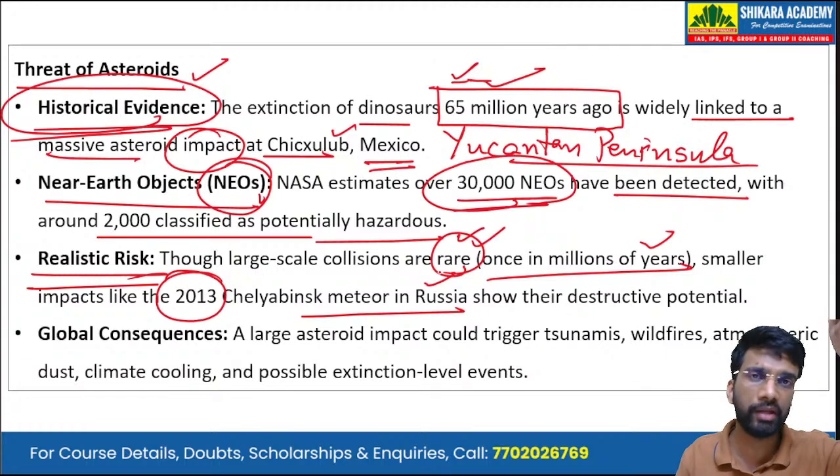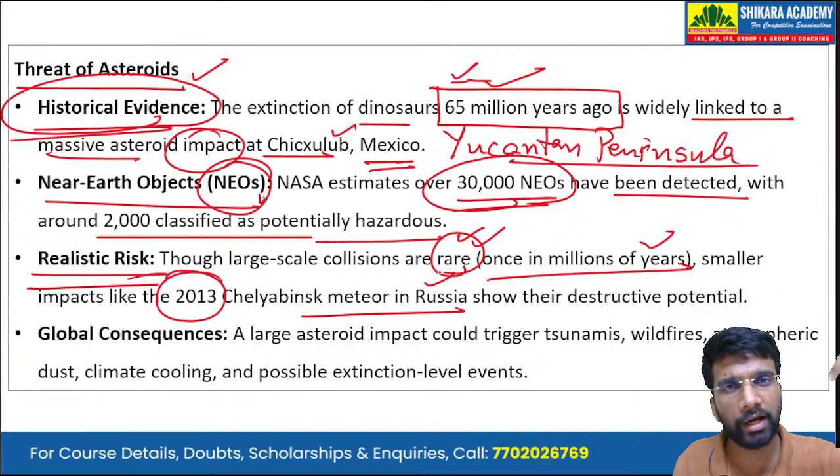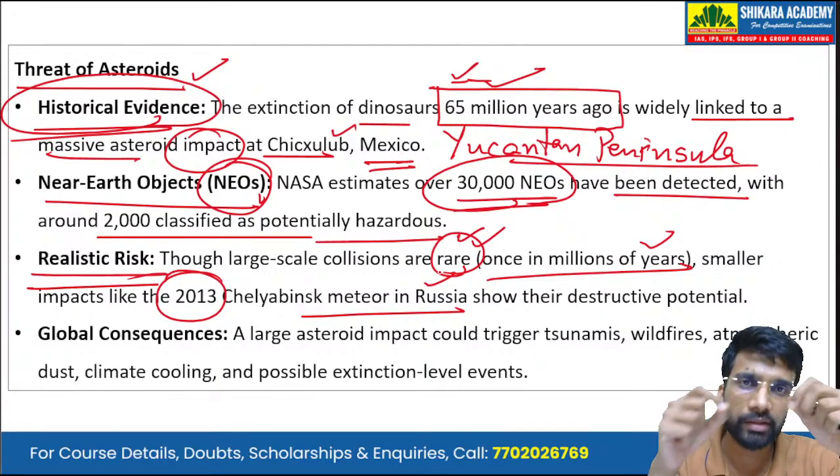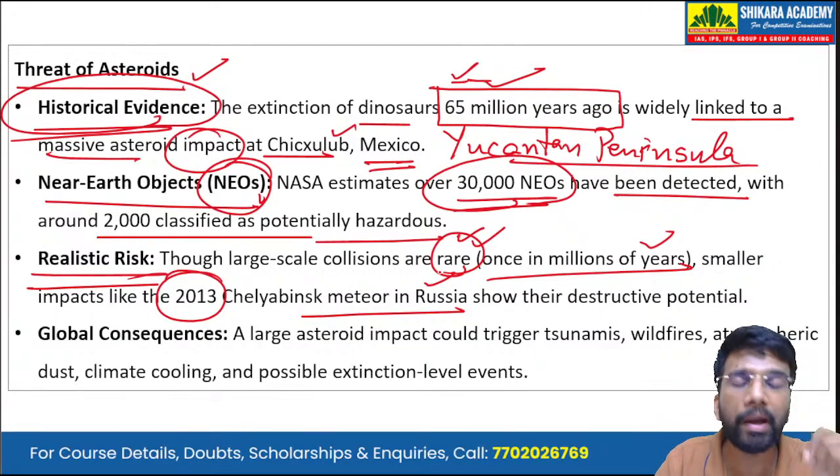So a meteor is when an asteroid enters the Earth's atmosphere and we see a shooting star. That is a meteor, and the part of the asteroid or part of the rocky debris that remains on the ground after making an impact on the Earth, that is known as a meteorite.